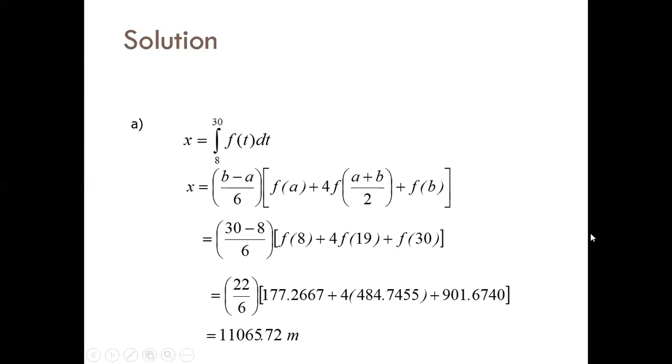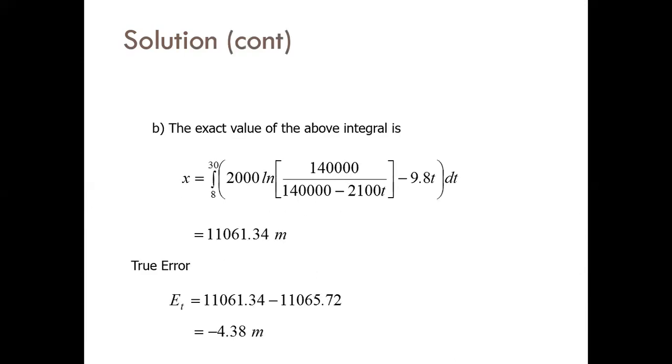Then by calculating all these values, the answer is 11065.72 meter. This is the answer from the Simpson's 1/3 method. So the exact value, by taking the integration, is 11061.34 meter, and the true error is minus 4.38 meter.